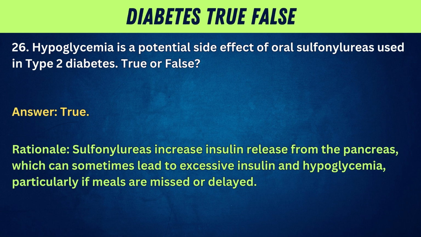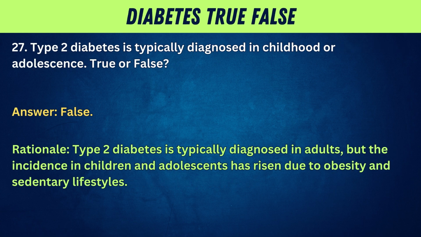26. Hypoglycemia is a potential side effect of oral sulfonylureas used in type 2 diabetes. True or false? Answer: true. Rationale: sulfonylureas increase insulin release from the pancreas, which can sometimes lead to excessive insulin and hypoglycemia, particularly if meals are missed or delayed.